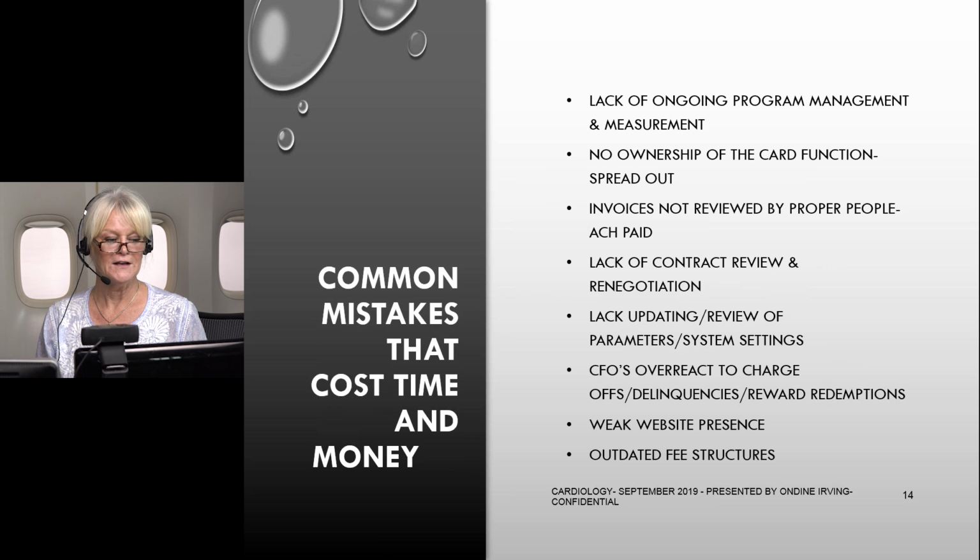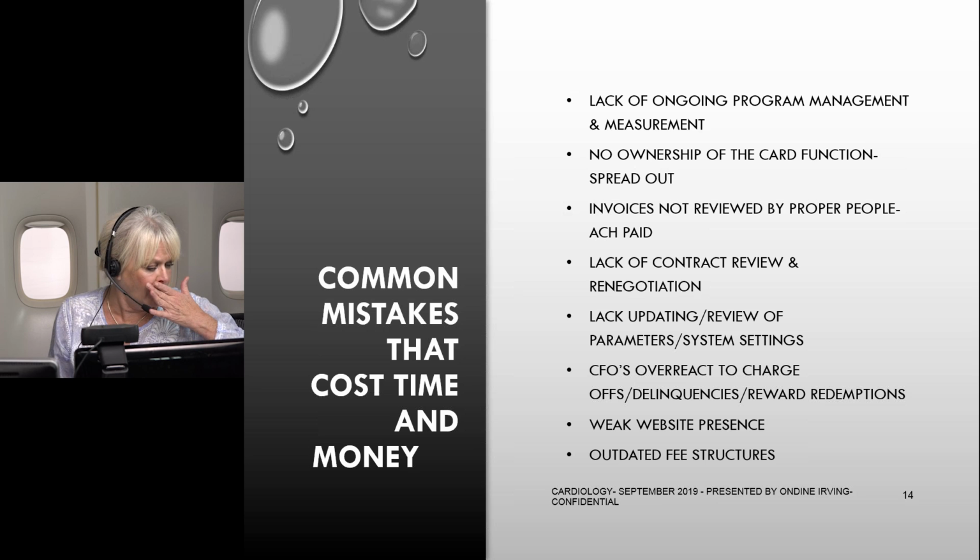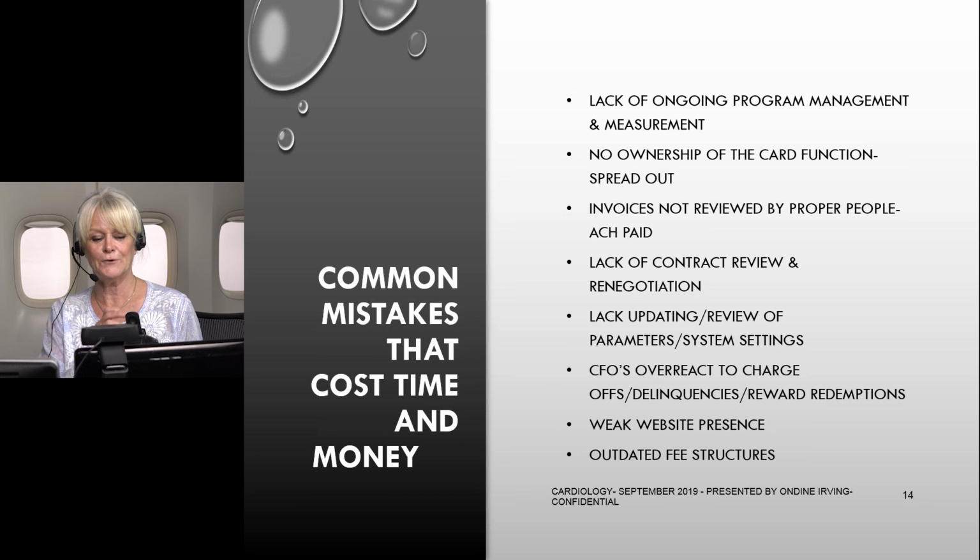Here we go. Here are the mistakes: lack of ongoing program management and measurement. Again, no ownership of the card function. Your invoices, we're going to touch on the invoices and what you're paying your processor. How often do you look at, or accounting will look at the bottom line and say, oh, it's pretty much the same as it was last month. Yeah, we'll go ahead and okay it. It's not as though you can stop it anyway. It's all ACH.